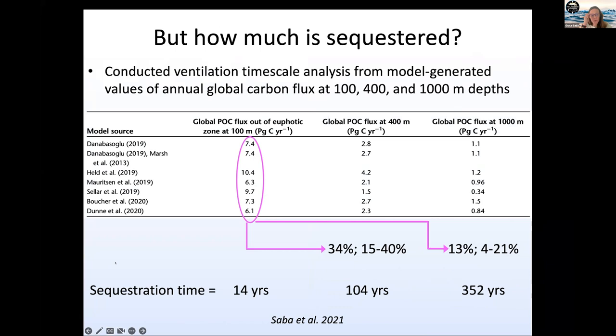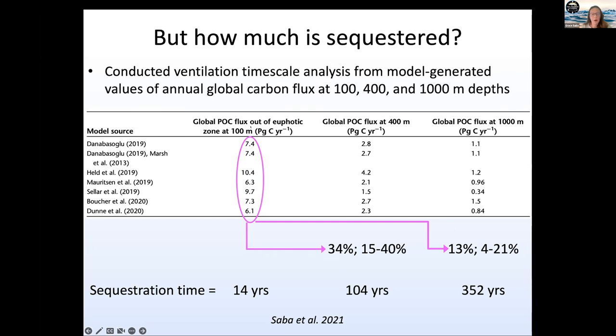John Dunn, who was a collaborator on the Fish Carbon Working Group, ran a ventilation timescale analysis from model-generated values of annual global carbon flux at different depths: 100 meters, 400 meters, and 1000 meters, to try to estimate how much of that carbon reaches those depths in these global models, and how long it might stay there. Of what's coming out of 100 meters, about 34% reaches 400 meters. And that will stay down about 104 years out of the atmosphere.